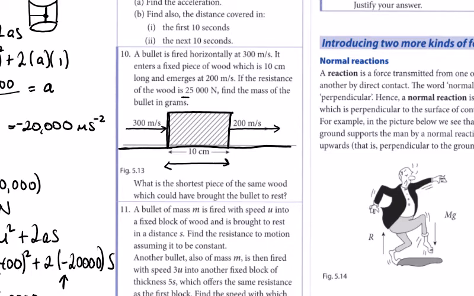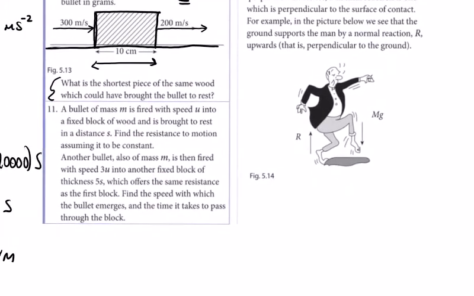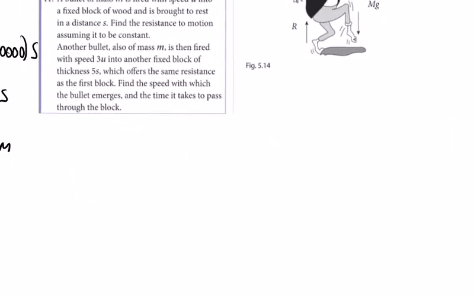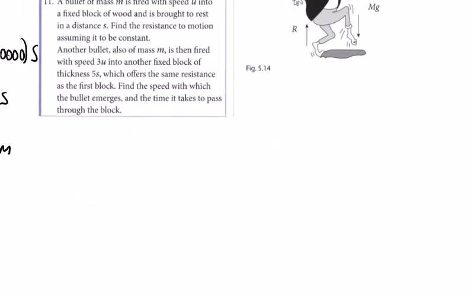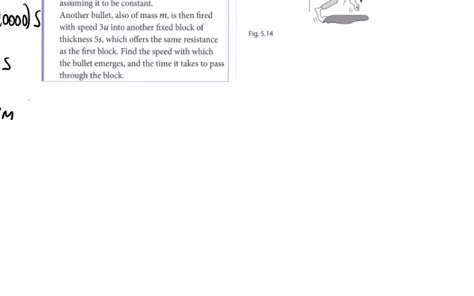If the resistance is 25,000 newtons, find the mass. So we're working backwards in this question. And then we're asked another part here, which we'll come back to. So let's write down our variables for question 10. I can remember them. And I think I did skip 9, did I? I'll come back and do 9 in a second. Okay, so 10. Let's look at 10. So I have my speed. It's going in at 300.